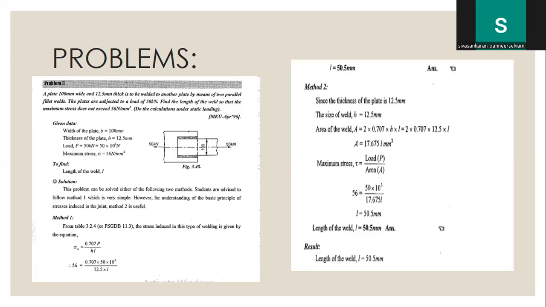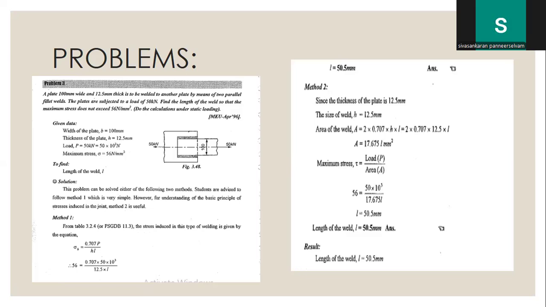In the next, alternate method, using the area of the weld, we can find out the area of the weld in terms of the unknown length. Then the maximum stress formula is load by area. So we get the same answer, L is equal to 50.5.